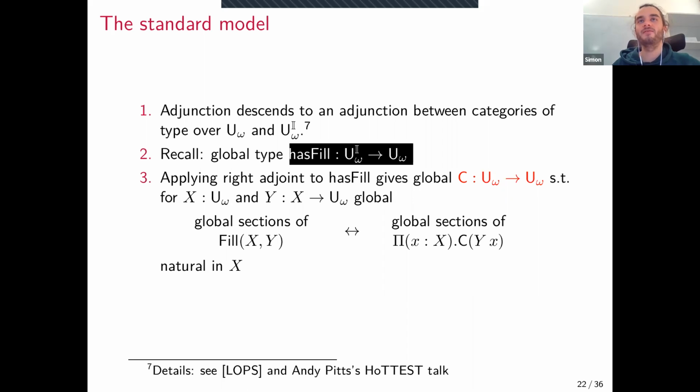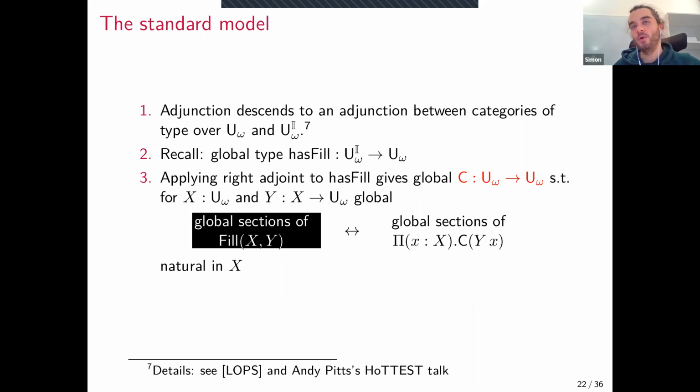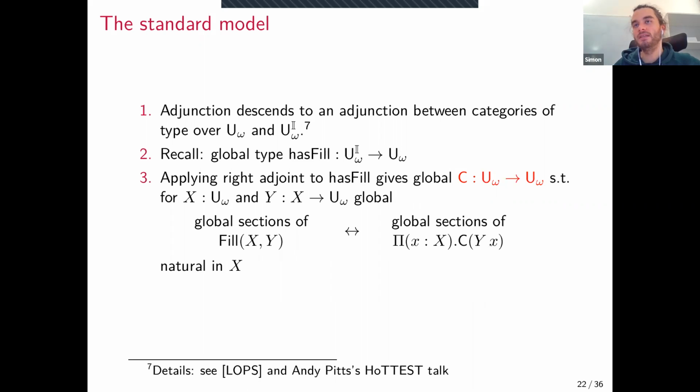We have this filling here, but the problem with the filling here is that it takes a path in U omega. But if we talk about global types, so global now with respect to the internal language, we can have a correspondence. So we have an operation on types which satisfies the following: the global filling structures correspond to global sections of the C. Actually, what we use is that we have maps back and forth, suitably natural.